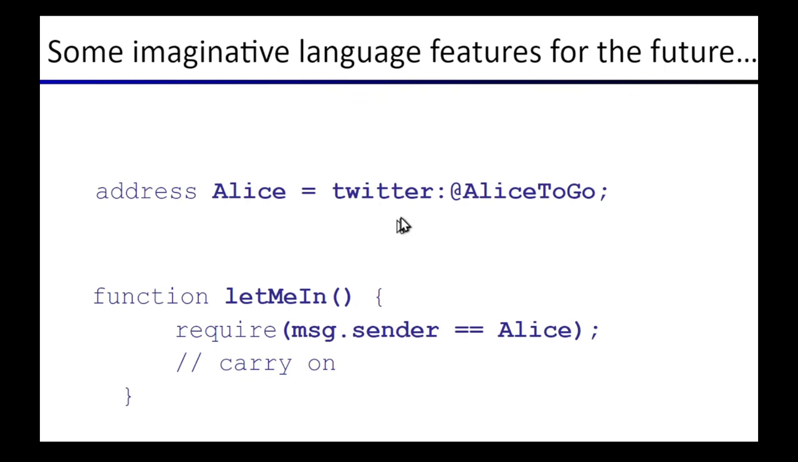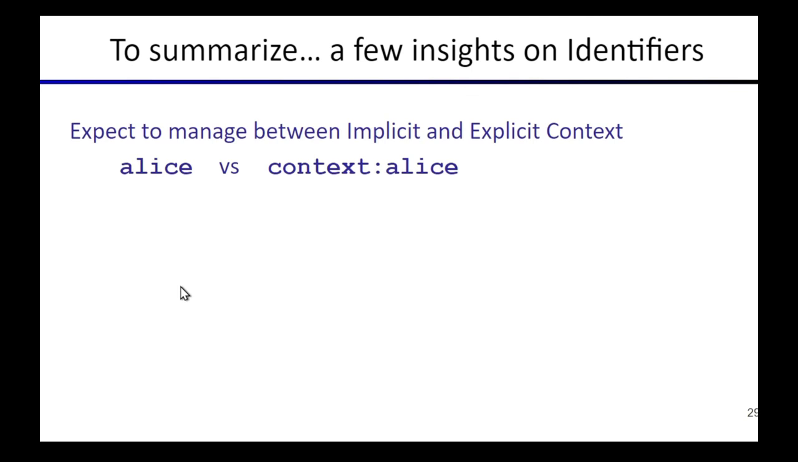But the point is that this is an example of some value that you might have by adding additional support for different kinds of identifiers into the smart contract language framework. So I'll wrap up this discussion on identifiers in this way. So as DeFi developers, you could expect to have to manage between the evolving context in which your accounts, tokens, and smart contracts run. You might expect to have to switch between implicit context when you want short names and explicit context when there is contention.